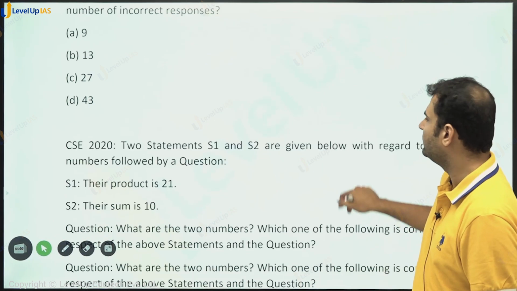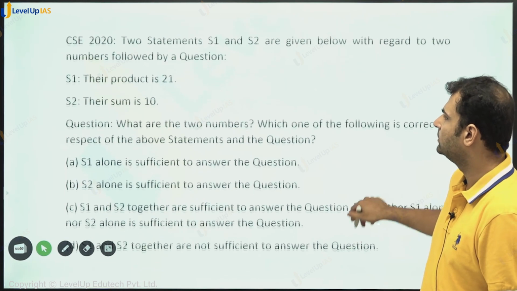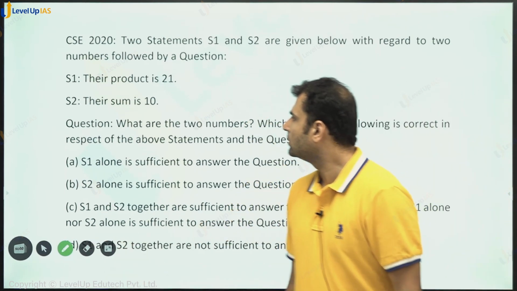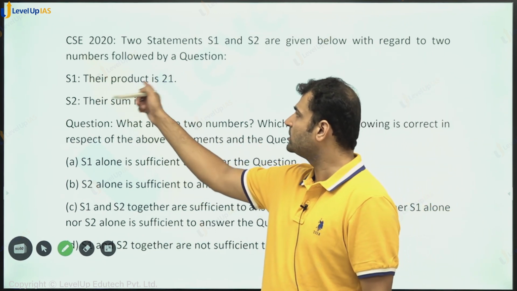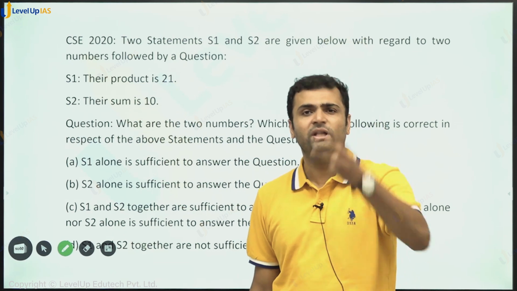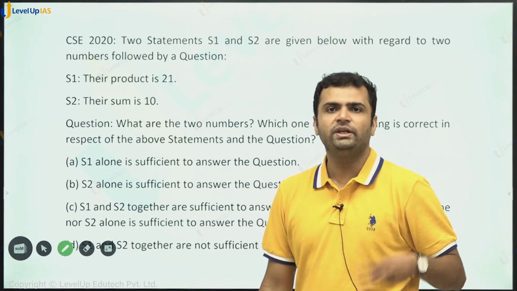Next, 2 statements are given with regard to the question. The question is, what are the 2 numbers? Product of 2 numbers is 21. Fine. 2 numbers meaning 2 unknowns. For 2 unknowns we need 2 equations.